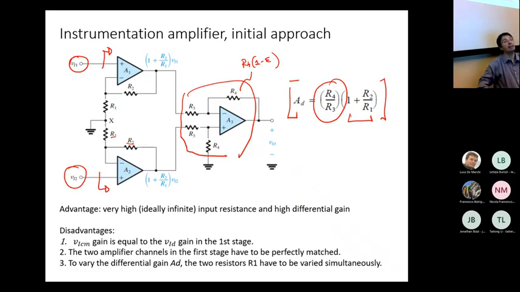Another issue is related to applications in which we want to change the differential gain: we have to change at least two resistors in parallel, with again the same issue that we have to control very precisely that the matching is accurate. So this is just an initial idea.